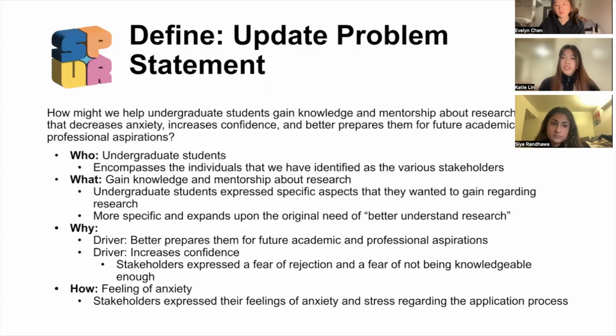Our updated problem statement is, how might we help undergraduate students gain knowledge and mentorship about research in a way that decreases anxiety, increases confidence, and better prepares them for future academic and professional aspirations? Undergraduate students are the individuals that we have identified as the various stakeholders, and the needs of the problem statement are to gain knowledge and mentorship about research because undergrads expressed these specific aspects they wanted to gain. Being better prepared for future academic and professional aspirations was a significant driver for them. They expressed a fear of rejection and a fear of not being knowledgeable enough, and they also expressed feelings of anxiety and stress.